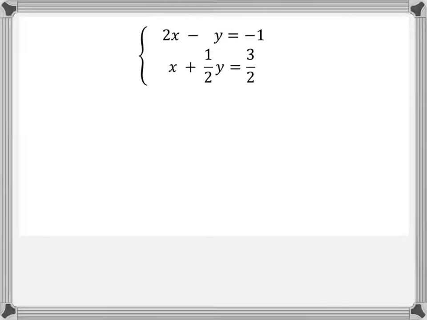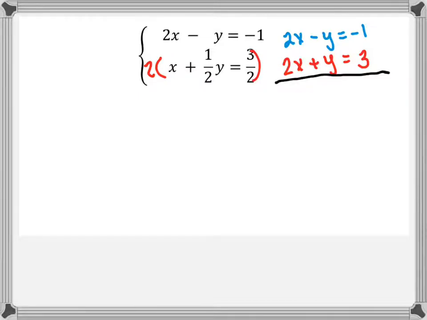So let's look at one more 2 by 2 system. Here we have 2x minus y equals negative 1, and x plus y/2 equals 3/2. I'm going to choose to get rid of my fractions in my second equation by multiplying that equation by my LCD, which is 2. That means I end up with 2x plus y equals 3. If I leave my first equation the same, 2x minus y equals negative 1, I can see that I'm already set up to eliminate my y's if I add these equations together.